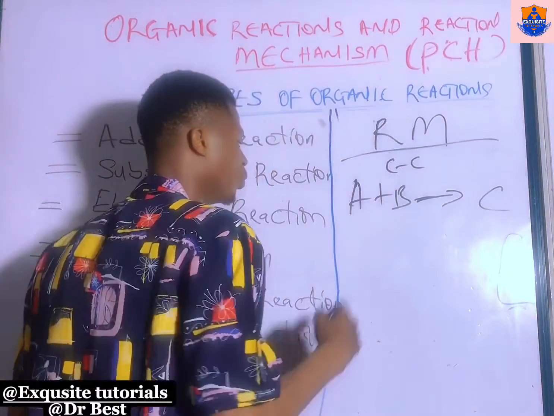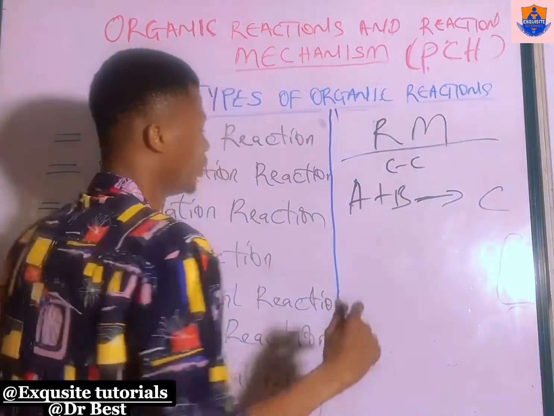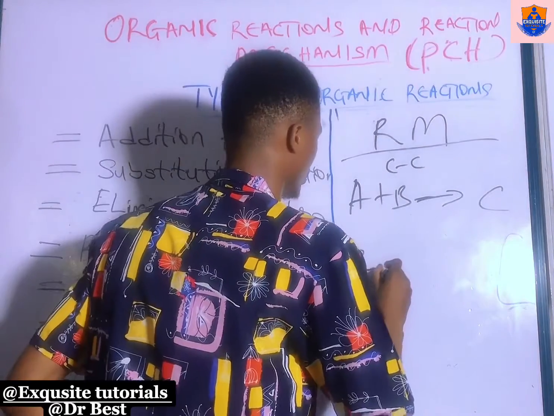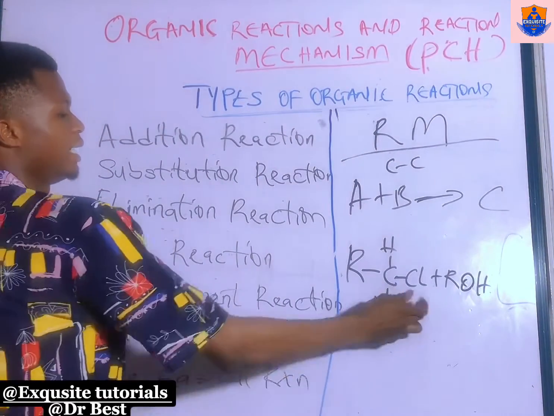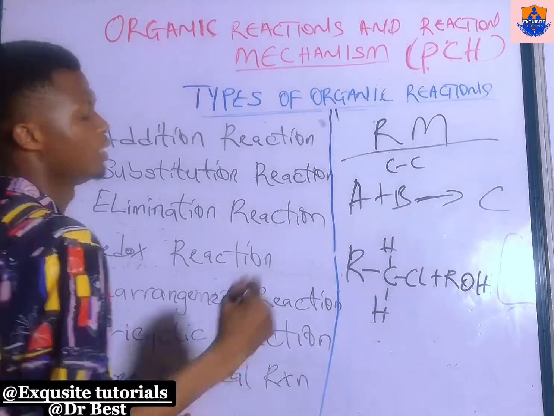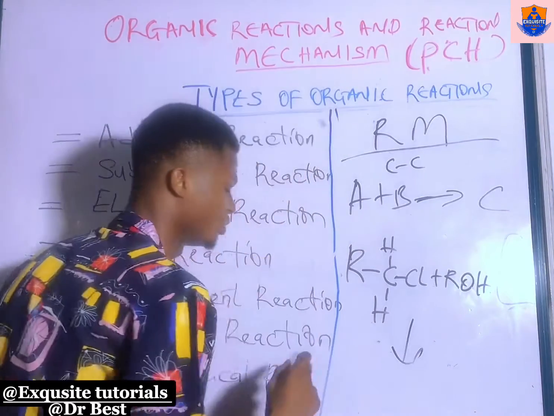Now, let's say, for example, I have a compound like this. A reaction between an alkyl halide and an alcohol. Now, this is going to be the product of this reaction.